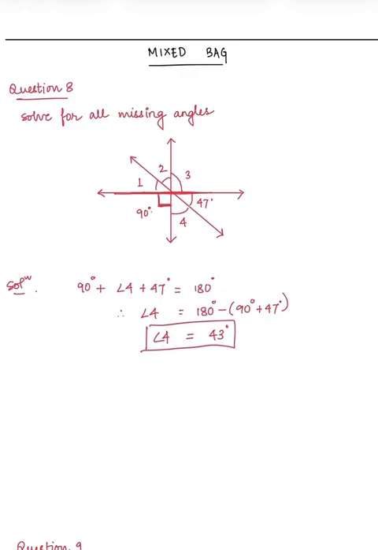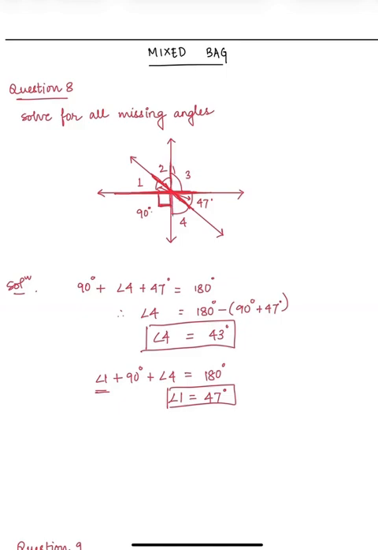Now moving on. Again, we see that we consider this straight line, then angle 1 plus 90 degree plus angle 4 is basically equal to 180 degree, right? Also, if you notice that these two are vertically opposite because these are the two lines which are intersecting. So angle 1 can be directly taken to be equal to 47 degree. So angle 1 also we know.